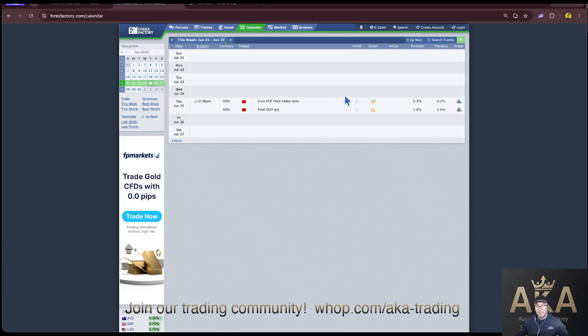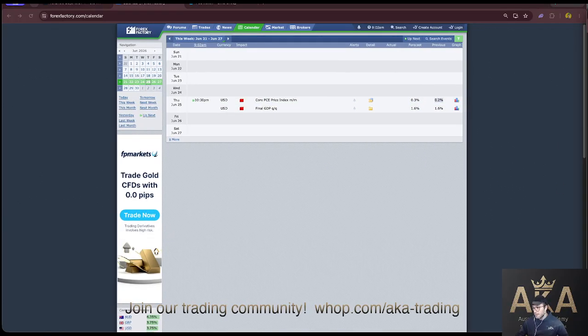So if we go above, that's a hot print. Everything you can see up here has got a forecast. If you go into forexfactory.com in the calendar, you'll see that there's a PCE, and the forecast is 0.3%. The previous was 0.2%. So coming in anything above that becomes hot. Coming in below that, it's a cold PCE.